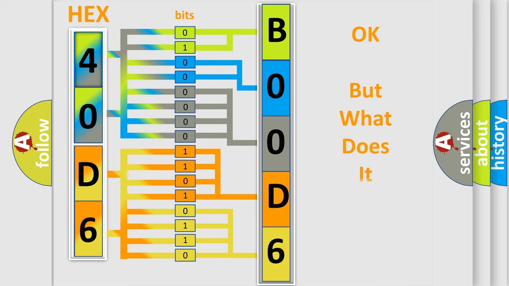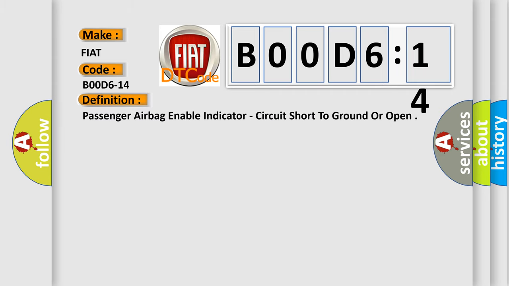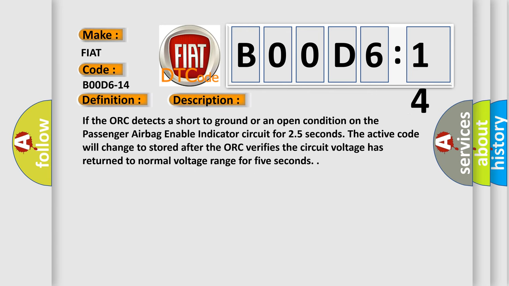The number itself does not make sense to us if we cannot assign information to what it actually expresses. So, what does the Diagnostic Trouble Code B00D6-14 specifically interpret for Fiat car manufacturers? The basic definition is Passenger Airbag Enable Indicator, circuit short to ground or open. And now this is a short description of this DTC code. If the ACU detects a short to ground or an open condition on the Passenger Airbag Enable Indicator circuit for 2.5 seconds, the active code will change to stored after the ACU verifies the circuit voltage has returned to normal voltage range for 5 seconds.